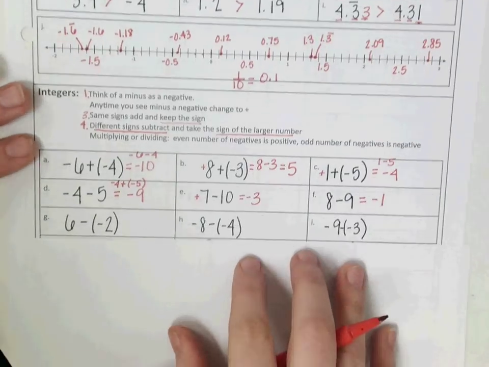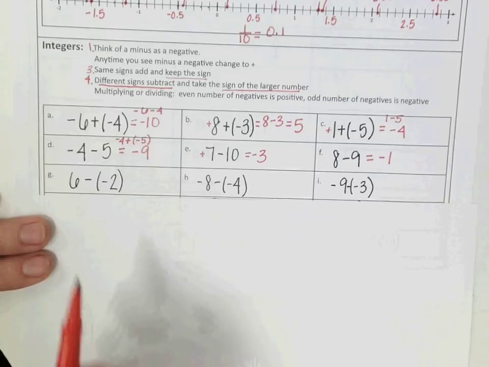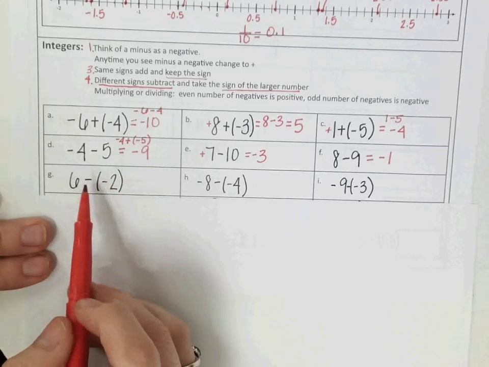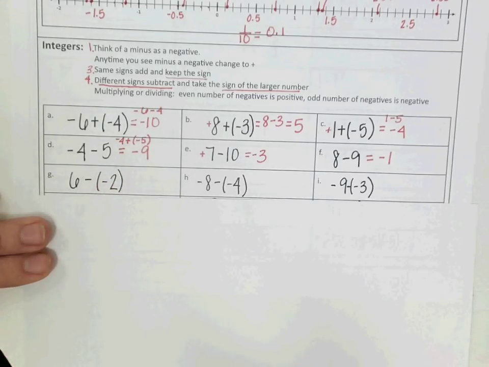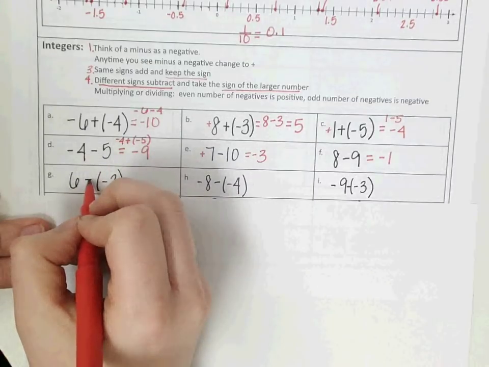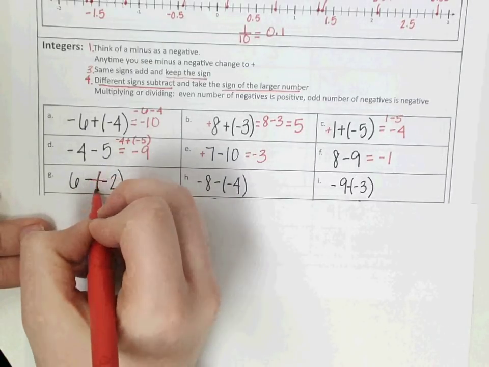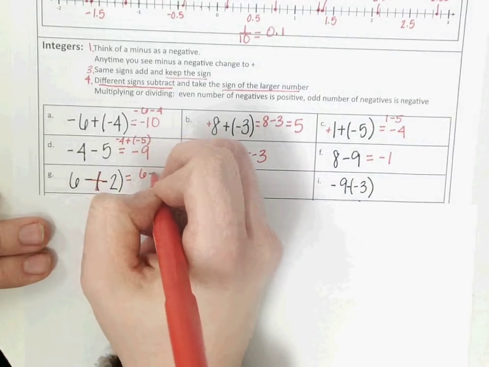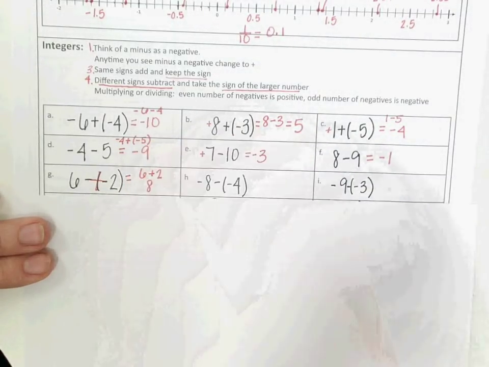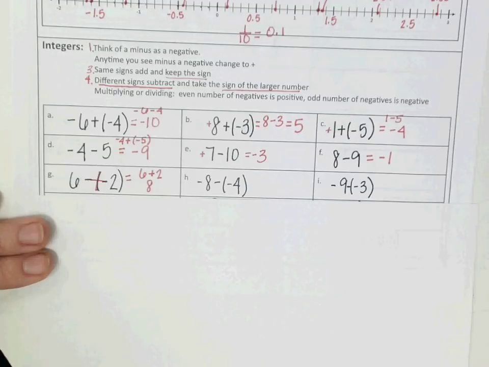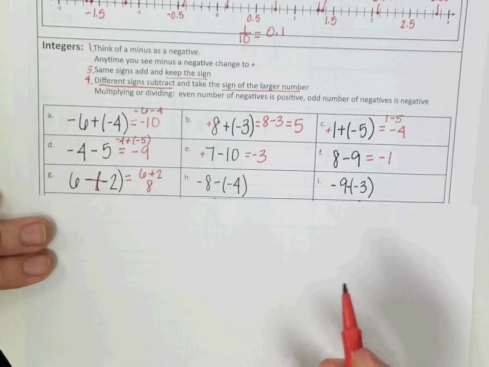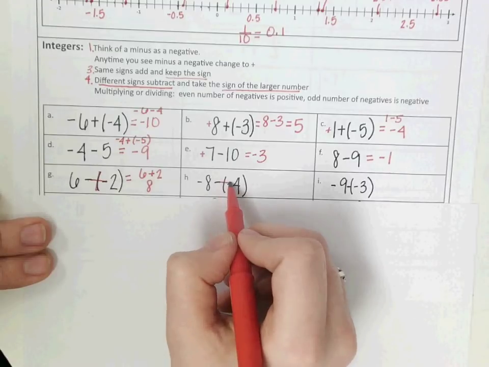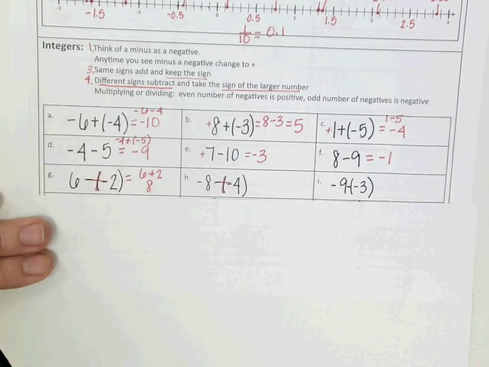Okay, now let's jump down here to letter G. Now we have this double negative business. And so we know when we multiply and I have two negatives, we've talked before how we get a positive. So whenever you see a double negative, if you want to immediately change that to a plus sign, you can. So this is really just 6 plus 2. And we know 6 plus 2 is 8. Same thing for letter H. If you guys see that double negative, you can immediately change it to a plus sign.